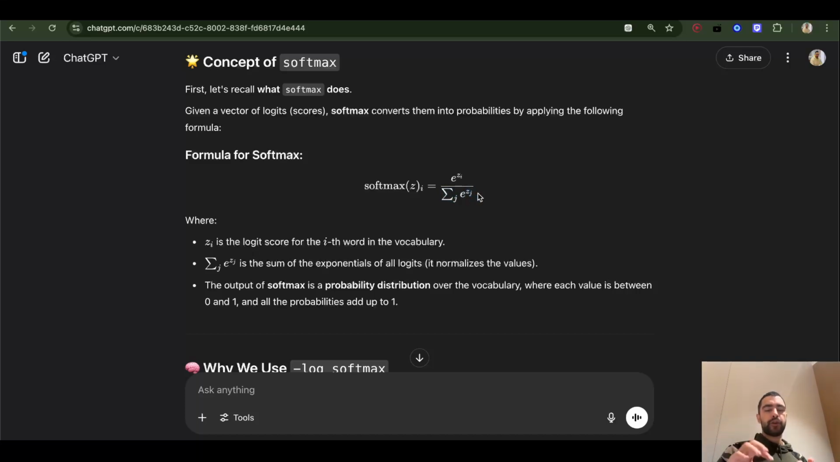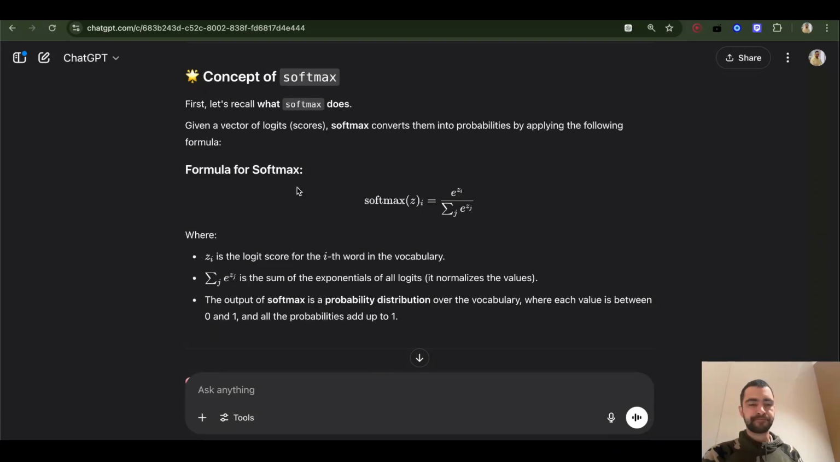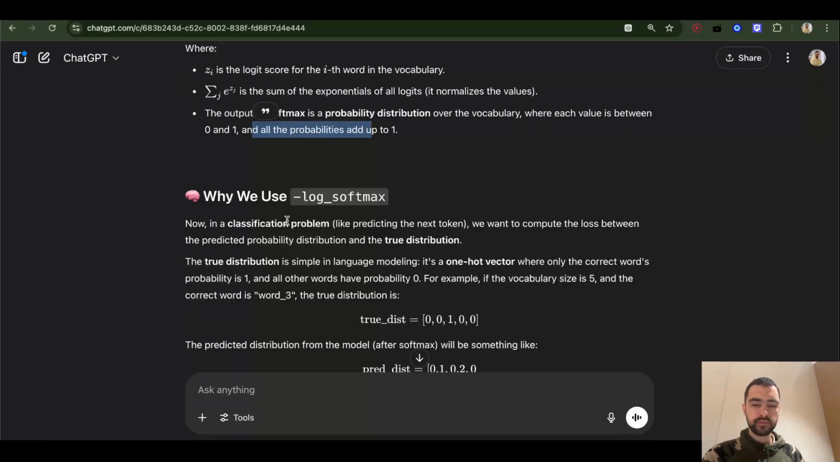So you take the first logit, the first score, e to the first score, divided by the sum of e to every score. Sum up all of them, and that's how you get the probability for the ith logit. The output of softmax is a probability distribution over the vocabulary where each value is between 0 and 1 and all the probabilities add up to 1.